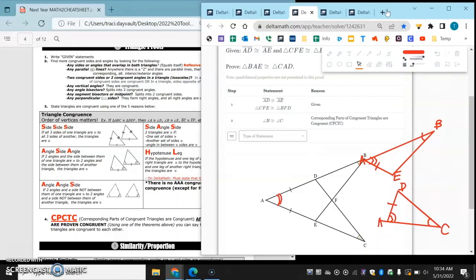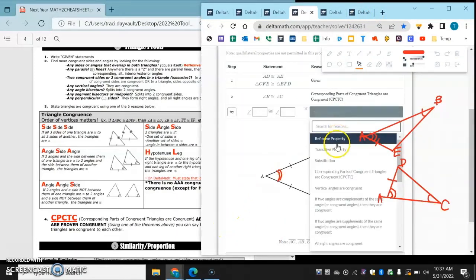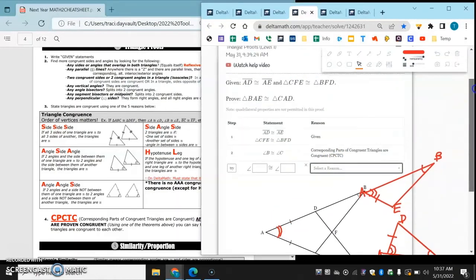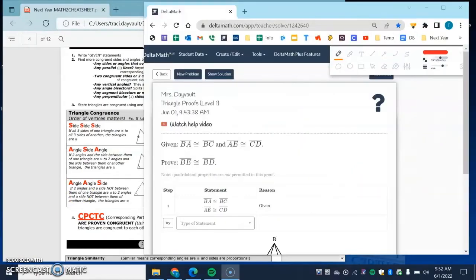So I'm going to choose two angles. Angle A would equal itself because of the reflexive property. We use that one a lot if you haven't noticed. And then I have enough information to say that BAE and CAD are congruent using what postulate? Angle, angle, side. Let's look at one more example together.